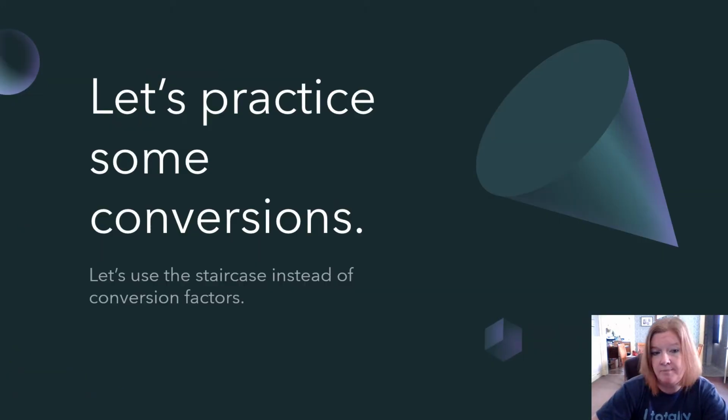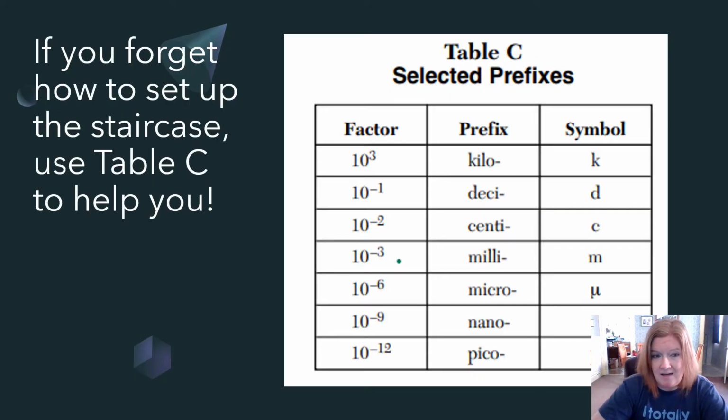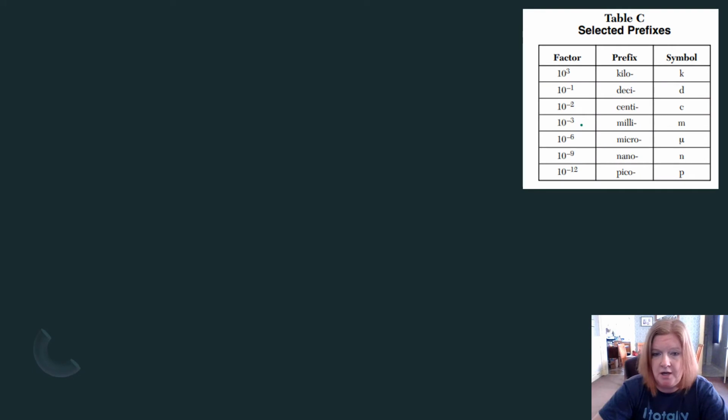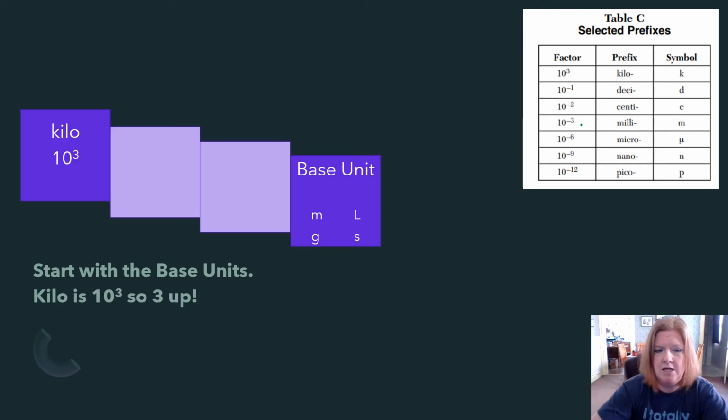All right, so let's practice some conversions. Now, before we do dimensional analysis, let's use the staircase. Okay, so this is the staircase. If you forget how to set it up, use Table C, and I'm going to show you how to do that. Okay, so first you need to start with base units. You need to put the base units at the center of your staircase. Then if you look, the first thing that you can see, all right, so I'm going to mark this here. The first thing you could see, K, kilo, and the factor is 10 to the 3. And so that means from the base unit, I'm going to go up 3. Now it doesn't tell me what to put here, so I'm just going to put a blank box. And then I'm going to put kilo, 10 to the 3rd, up here on this box.